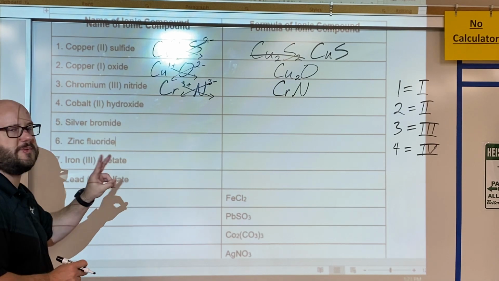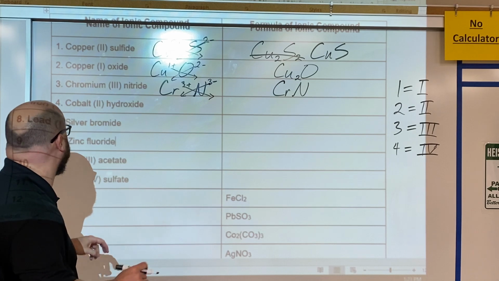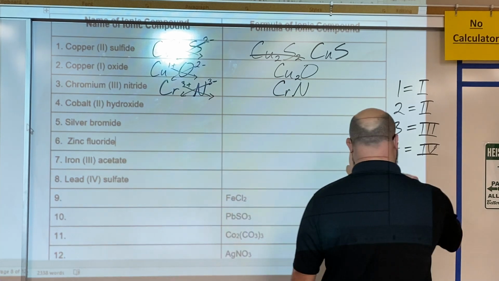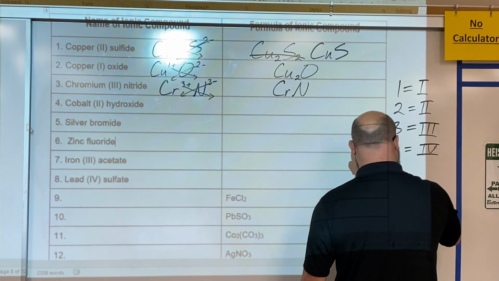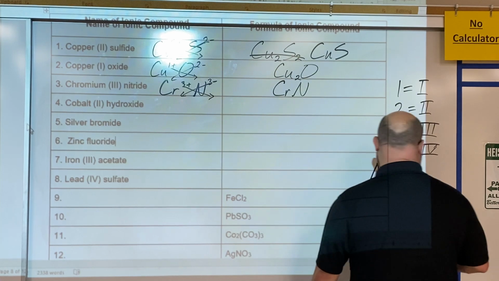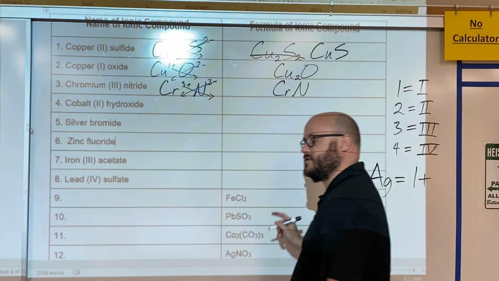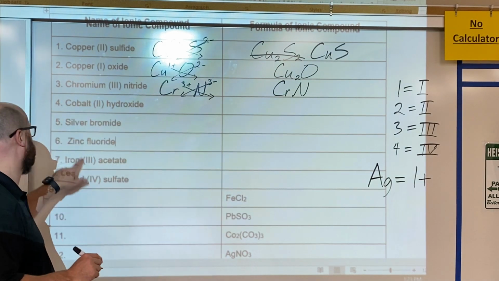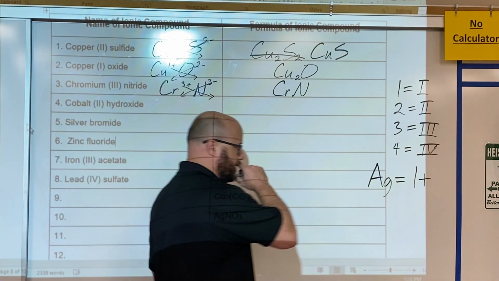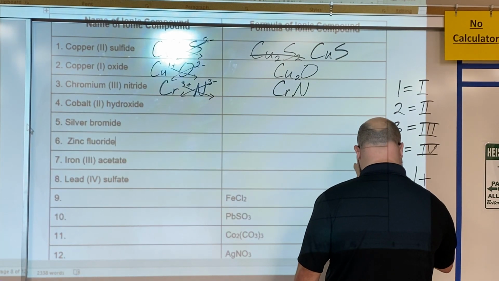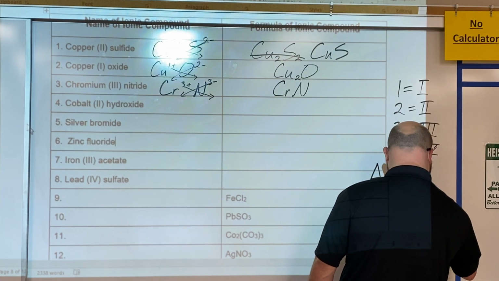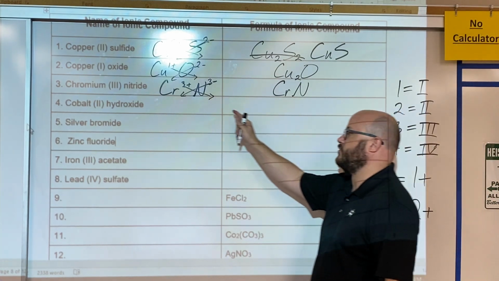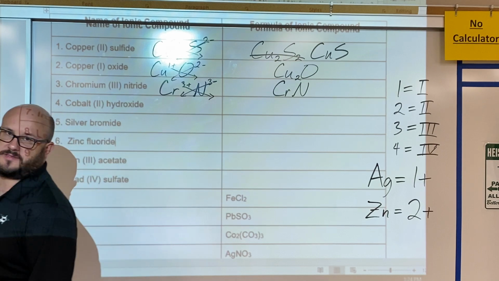Okay, let's look at 2 exceptions to the rule. There's always exceptions. Silver being one of them. Silver is always a +1 ion. So silver does not have to be specified. Zinc is always a +2. So for zinc or silver, we do not have to specify in parentheses what the oxidation number is.